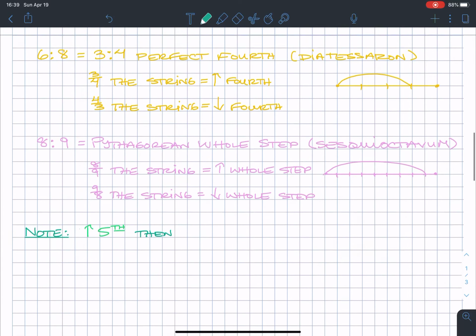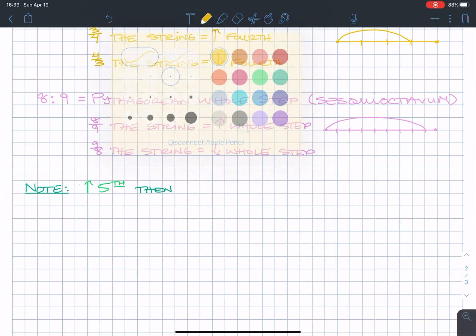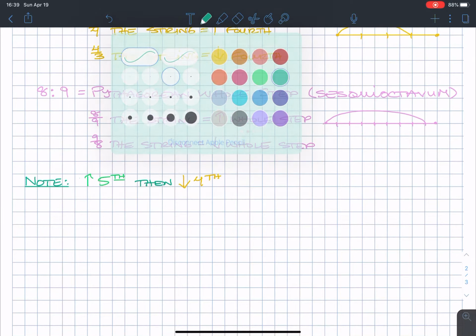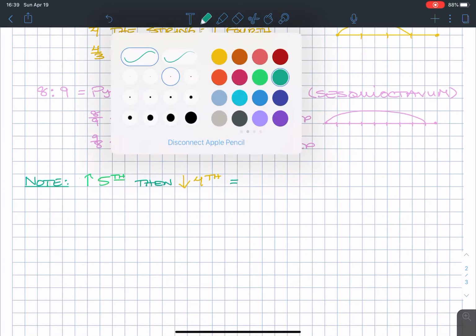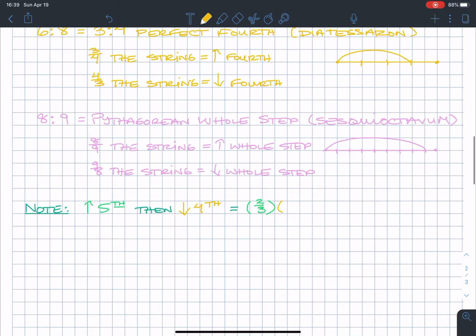What was my fourth? My fourth was in yellow, okay. Then let's go down a fourth. What does this give us? That's going to give us, so up a fifth, so up in frequency, that means a shorter or a fractional part of a string. Then down a fourth, that means my string gets longer. I go down in frequency, so that's going to be 4/3.